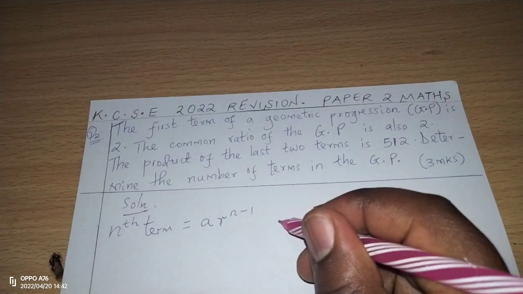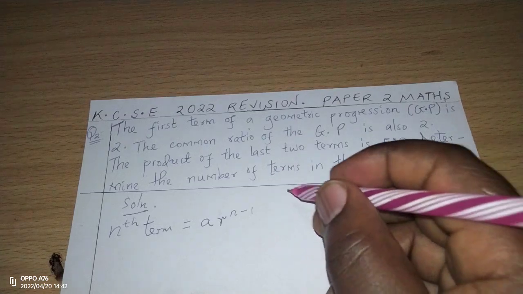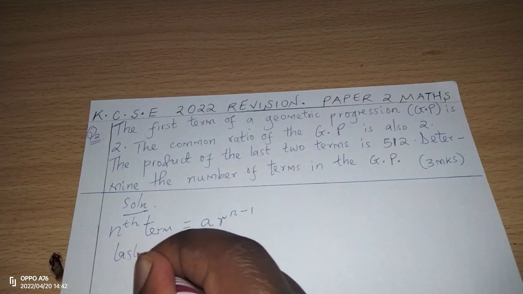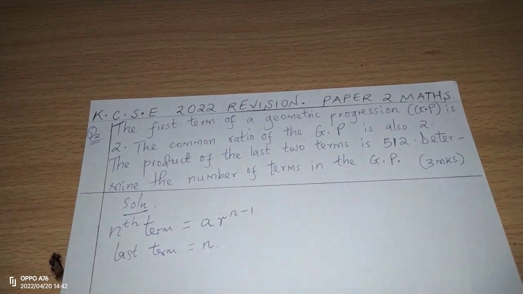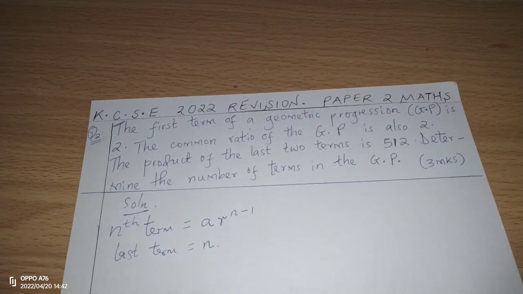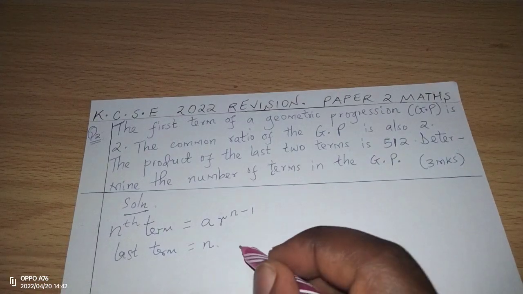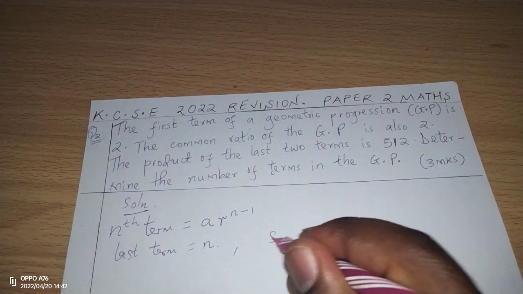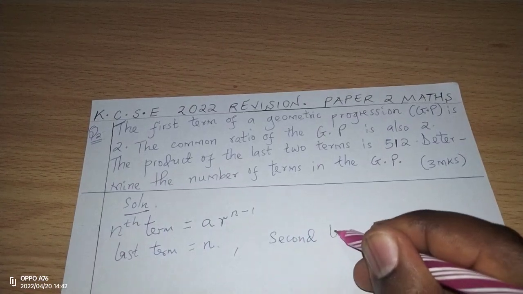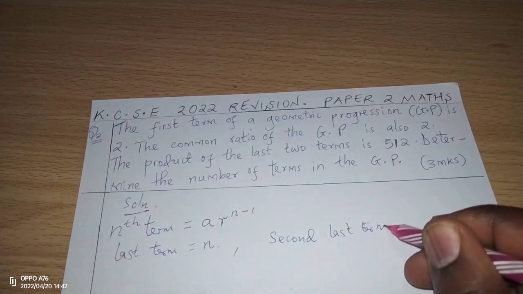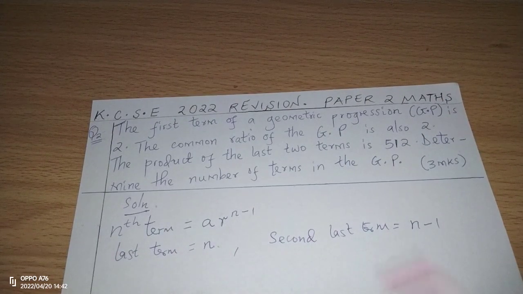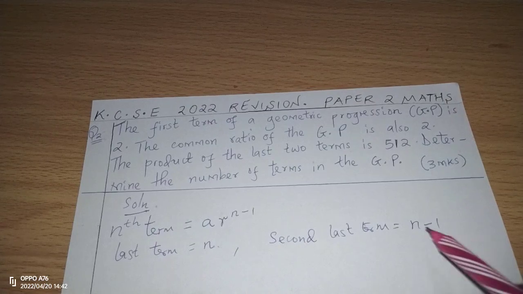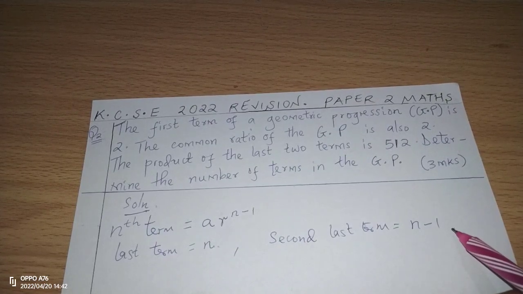So in this case, we are going to have the last term as n. Because we are saying the number of terms is n, the last term we can call n, so that the second last term is going to be n minus 1. Just the term before the last term. We call it n minus 1, since the number of terms is n.